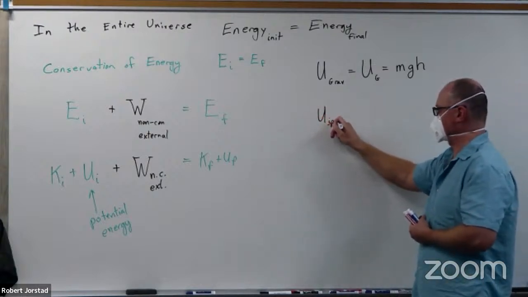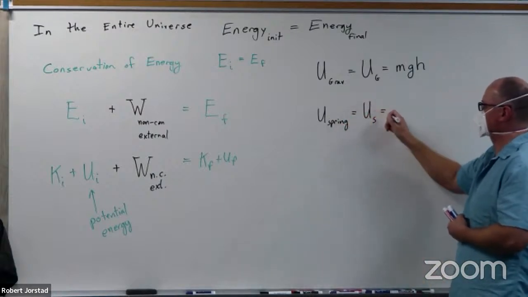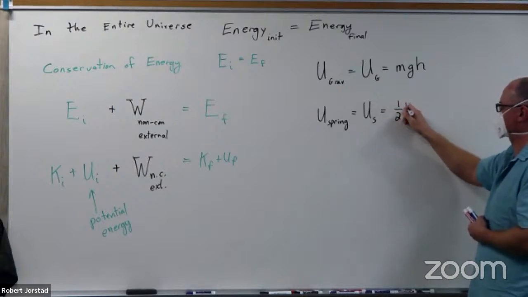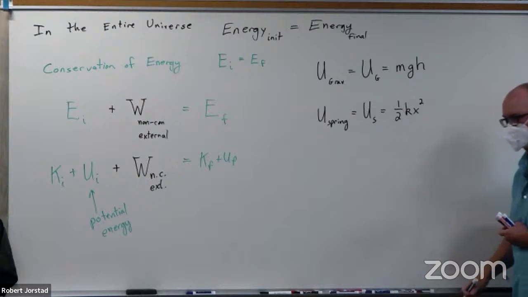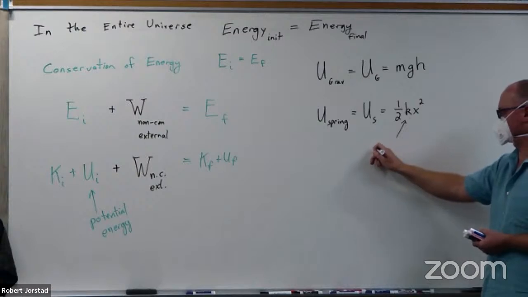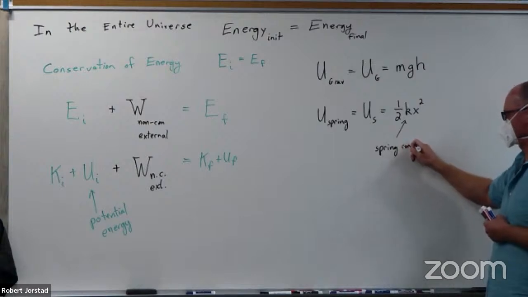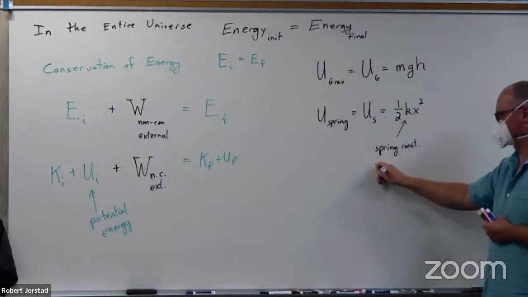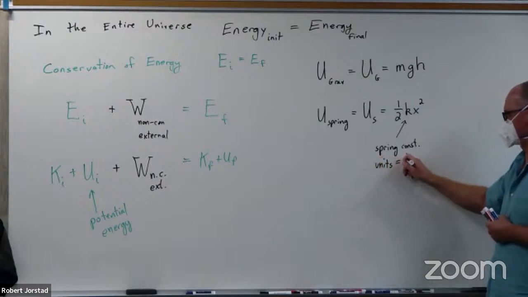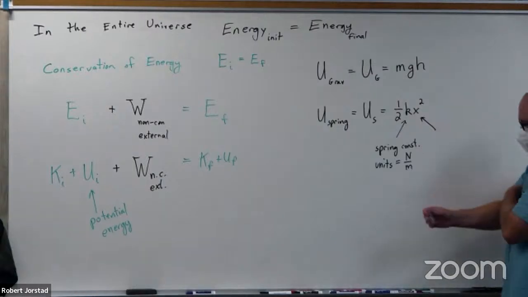If I did this for a spring, it's 1/2 kx squared. Okay, if you recall, k was called the spring constant. It was the stiffness of the spring. The units were newtons per meter. Does anybody recall what x was in these spring problems? The stretch or compression.